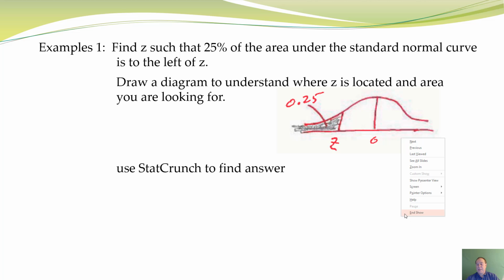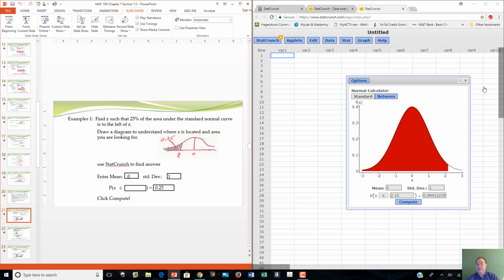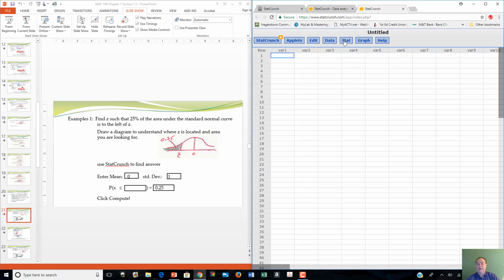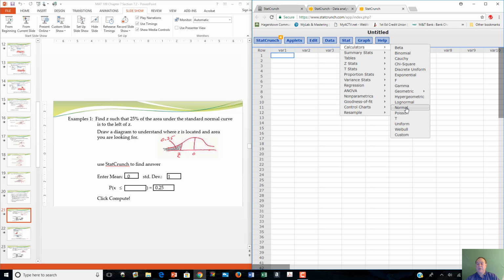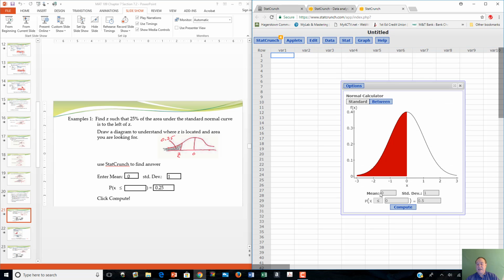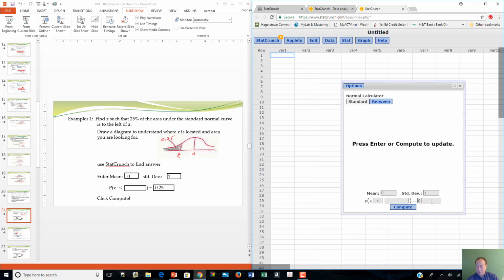Let's see. I would go in and open up the normal. This time the mean is 0, standard deviation is 1. Now I wanted less than or equal. I'm going to leave this blank, and over here I'm going to put an answer in. I'm going to put 0.25.